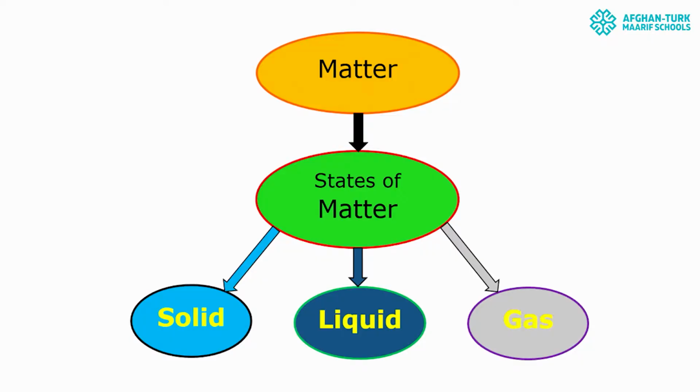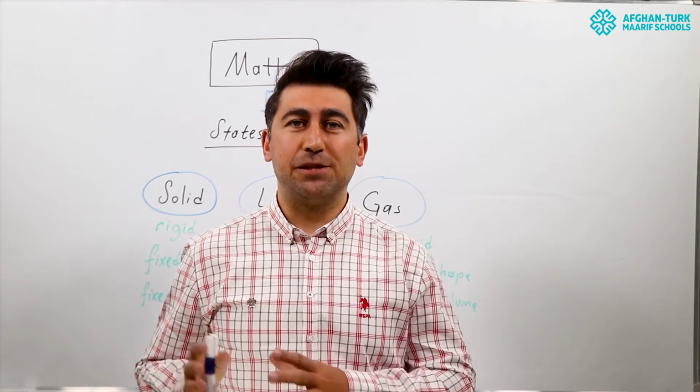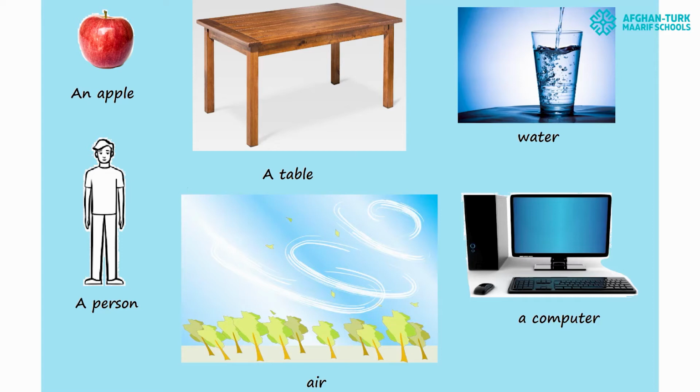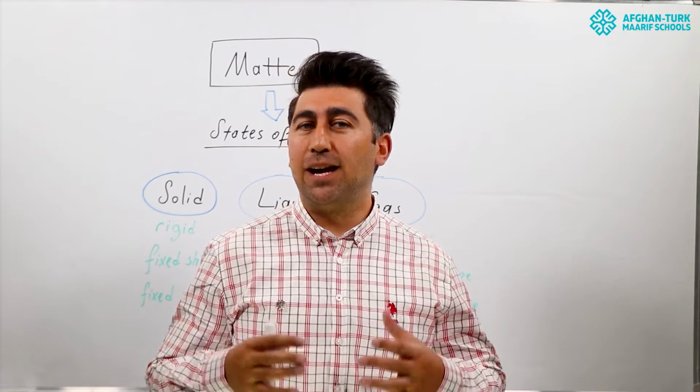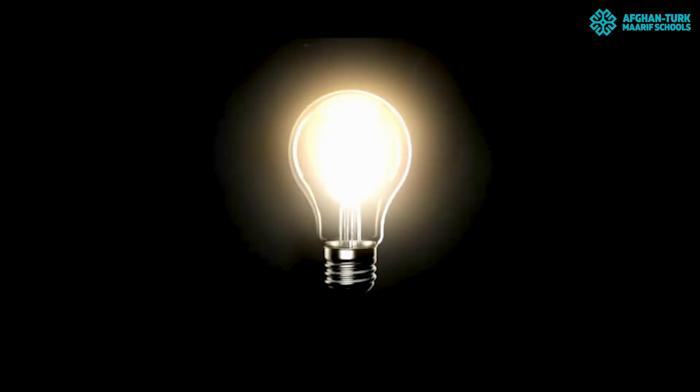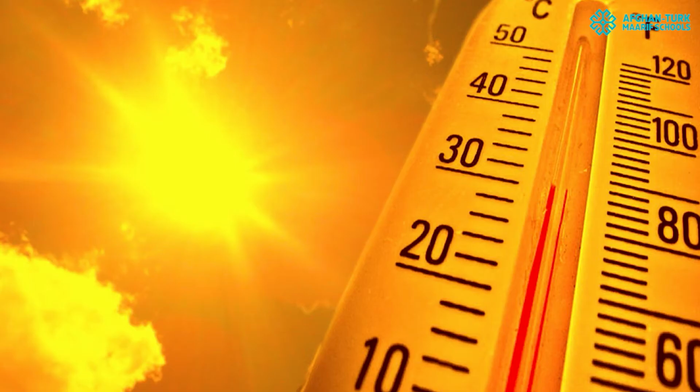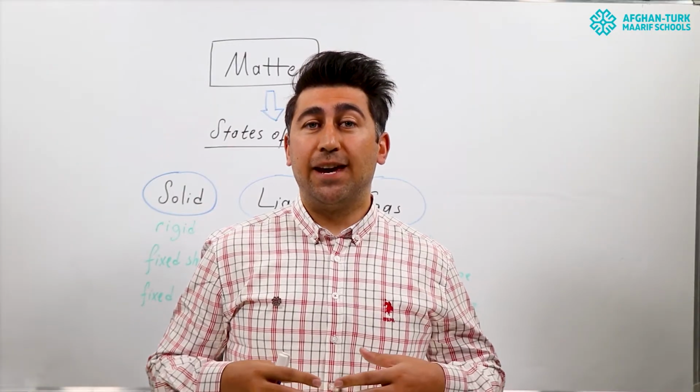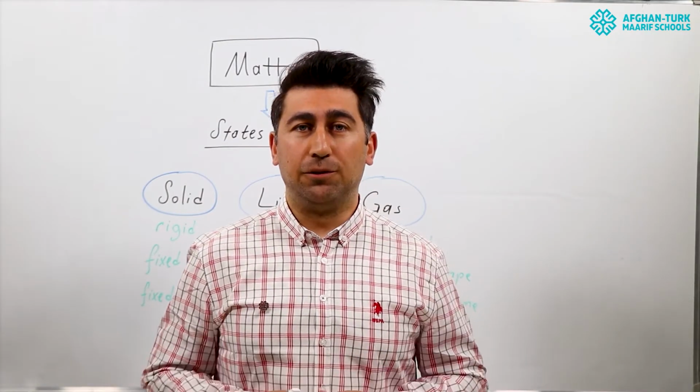Okay, let's get started. The definition of matter. Everything which has mass and volume is matter. For example, an apple, a person, a table, air, water, a computer, and etc. However, light, sound, and heat are not examples of matter because they don't have mass or volume.